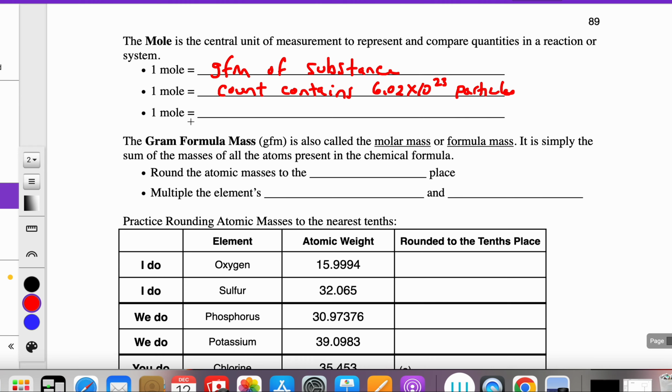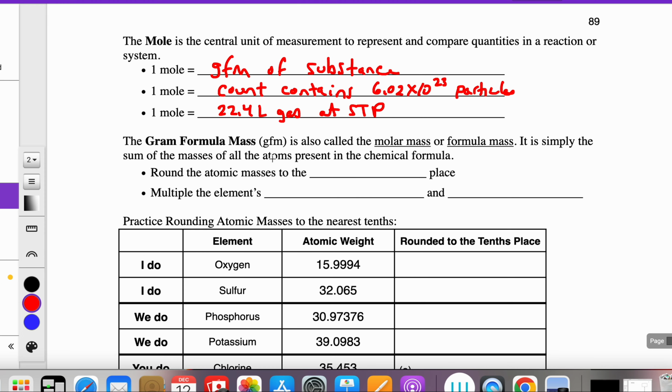And 1 mole can also represent the volume of a gas. So 1 mole of a gas will occupy 22.4 liters of any gas as long as it's being held at STP. So let's start with the gram formula mass.